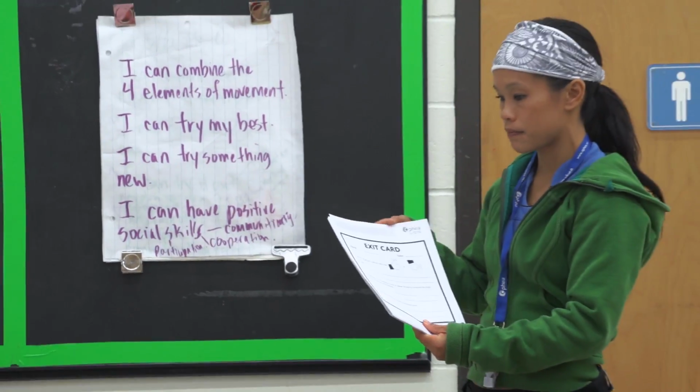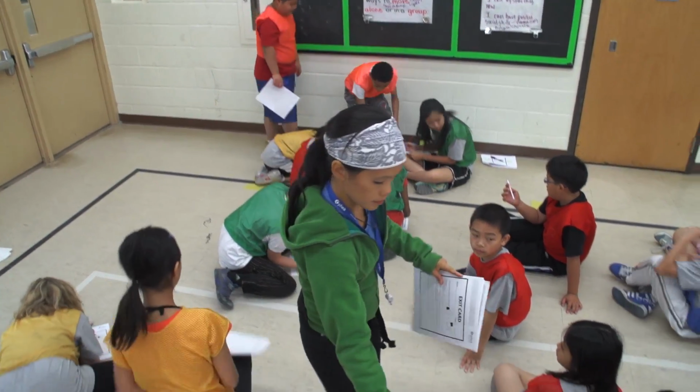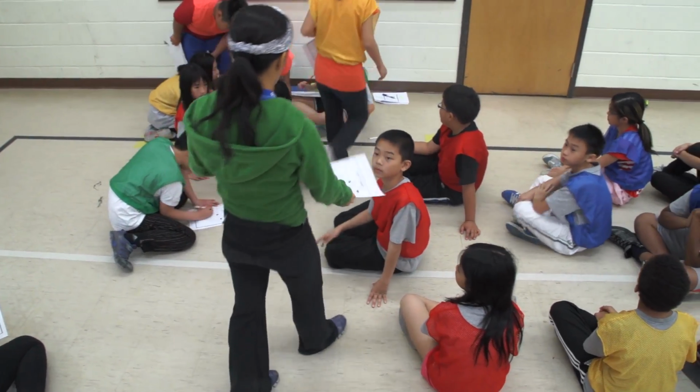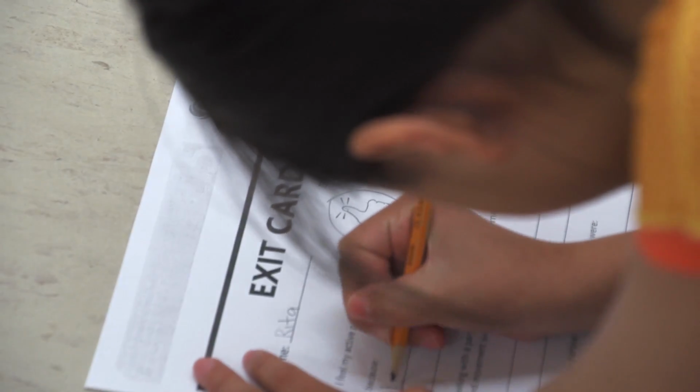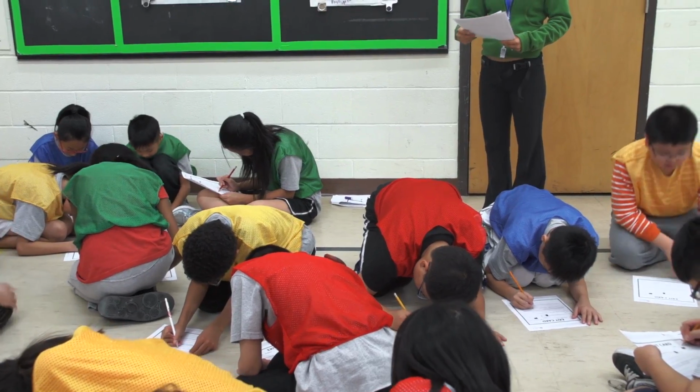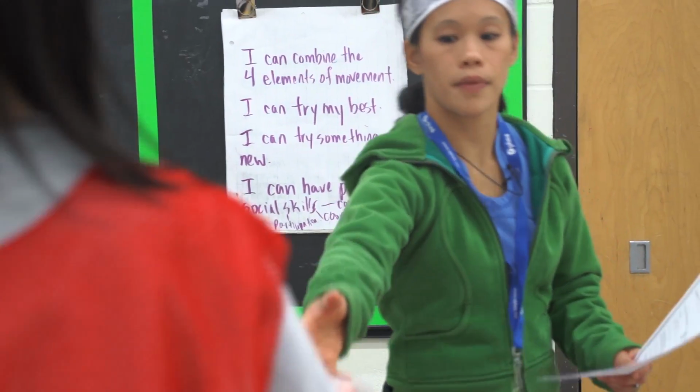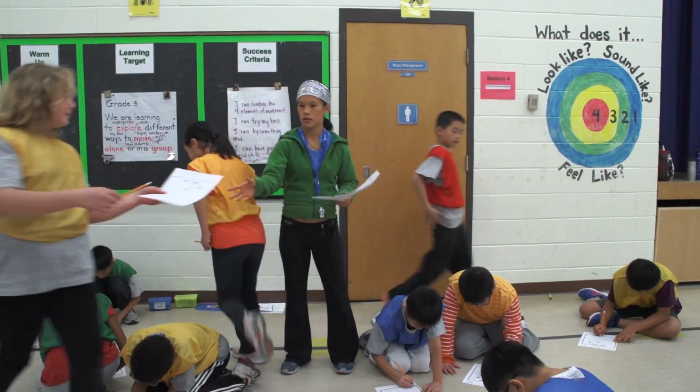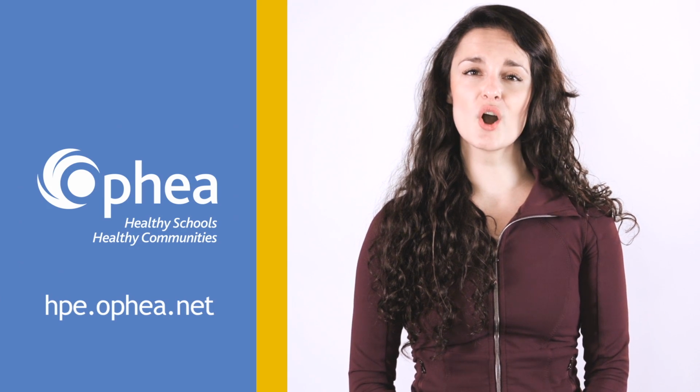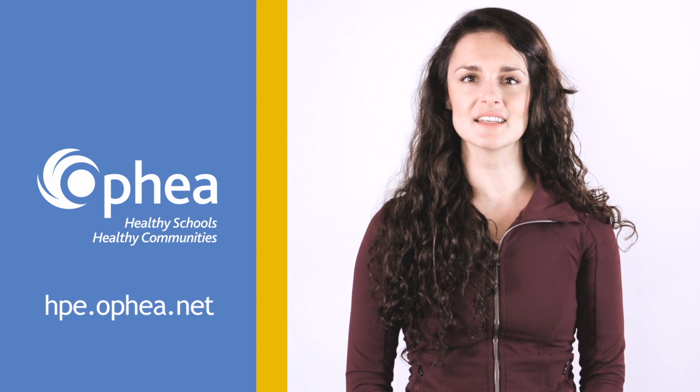The teacher will review students' demonstrated knowledge of relationship and social skills through review of student exit card responses. Consider using the anecdotal recording chart available in the Teacher Resource section to collect student data over time. For unit next steps, refer to Ophea's health and physical education resources available to subscribing school boards at hpe.ophea.net.